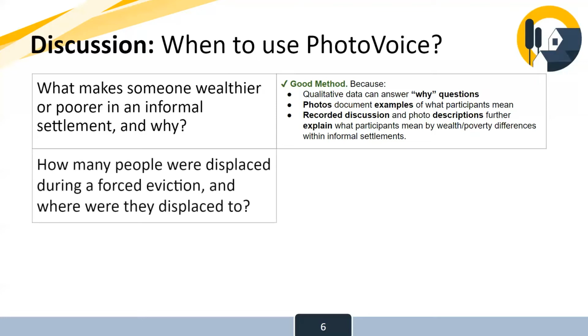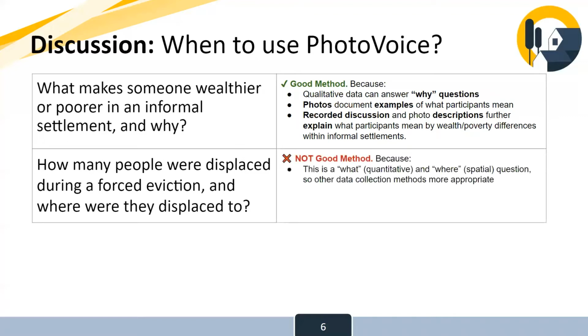So the next question is, how many people were displaced during a forced eviction, and where were they displaced to? Is photo voice a good method or not? My answer is no. And the reason is this is partially a what question, that we want to quantify how many people were displaced. So we want a different kind of research method. And it's partially a where question, spatial question of something that we could map. So there are other methods that would be more appropriate to answer this research question.